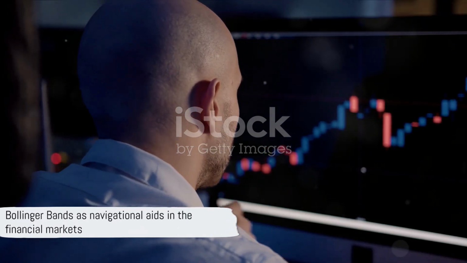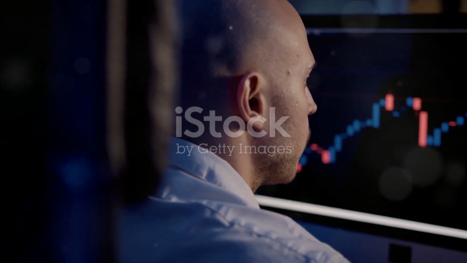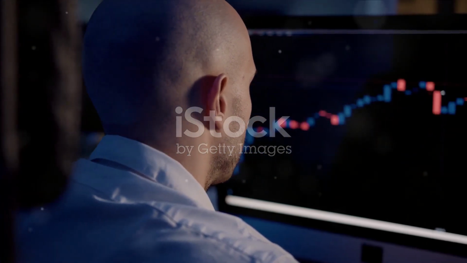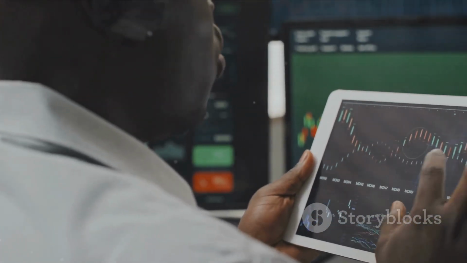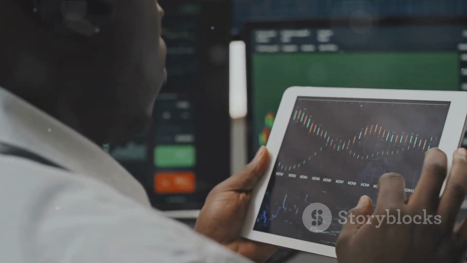Bollinger Bands are like navigational aids in the vast ocean of financial markets. They won't predict the future, but they can help you understand the current market conditions and plan your course accordingly. So the next time you dive into the financial markets, consider using Bollinger Bands to guide your journey.